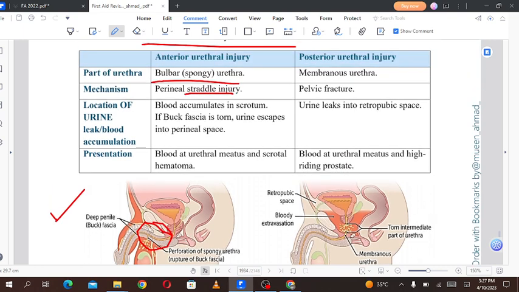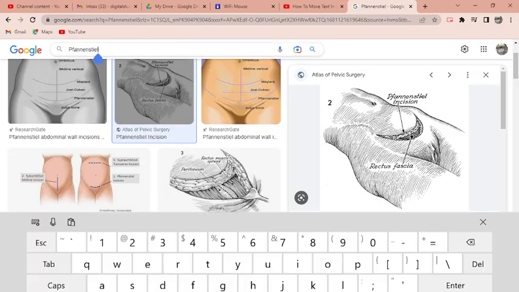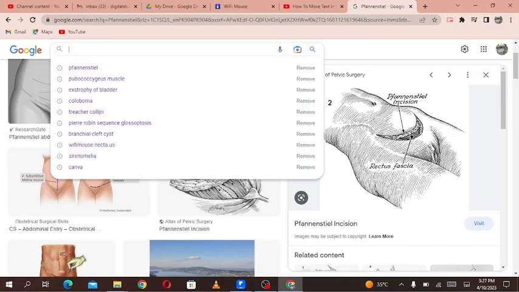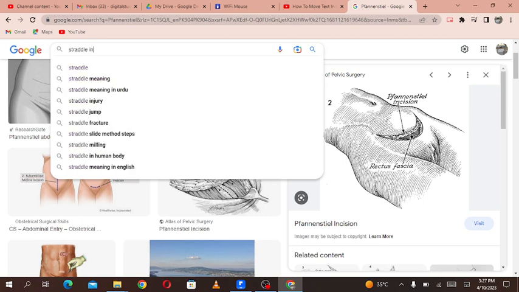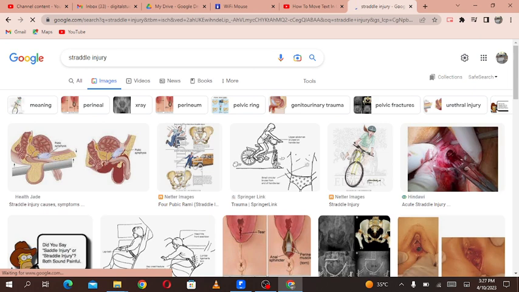Okay, straddle injury. I don't know what that is. Let's see that straddle injury. A straddle injury is like when you are cycling or something maybe. So it can result in a straddle injury.